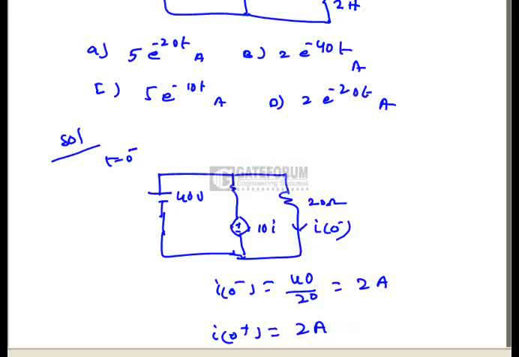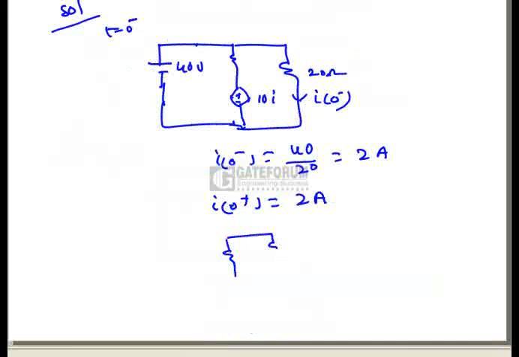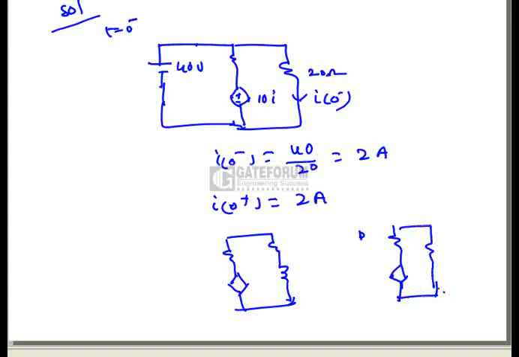If you observe the circuit configuration at t equals 0 plus, the switch will be open, so the circuit will be simply like this. But still the current is 2 amperes only. Now at t equal to infinity, the circuit will be something like this. There is no voltage source here because the switch is open. Is there any independent source present in this network? No, nothing is there. So the current i is equal to 0.